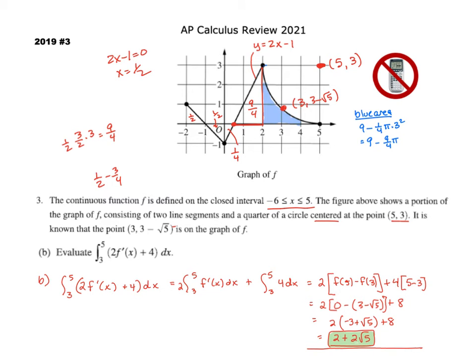Let's take a look now at part B. They want us to evaluate the integral from 3 to 5 of 2 times f prime of x plus 4 dx. So we will take this integral and separate it into two integrals and pull the 2 out front, so it's 2 times the integral from 3 to 5 of f prime of x dx, and then plus the integral from 3 to 5 of 4 dx. And for the first part, we'll use the fundamental theorem of calculus.